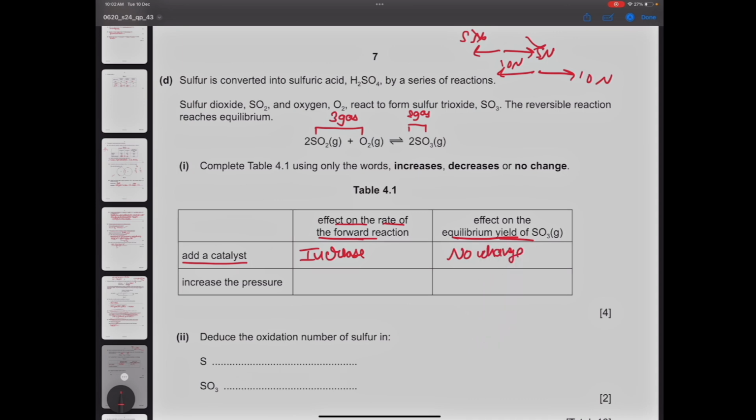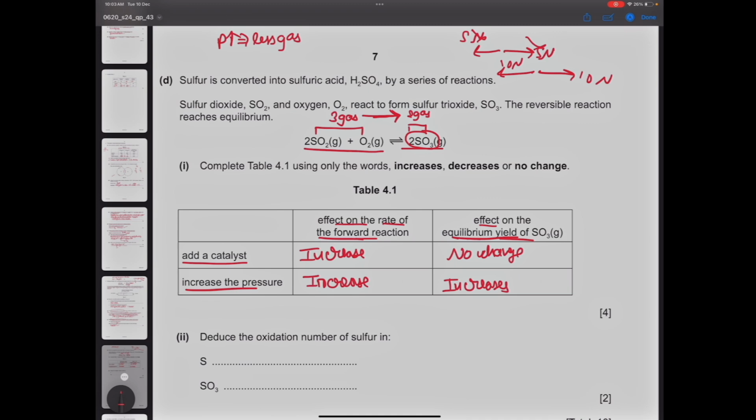Increase the pressure, what happens to the forward reaction? When we increase the pressure, equilibrium shifts to the side with fewer gaseous molecules. Now, in this reaction, you can clearly see that the product side has fewer gaseous molecules. So the forward reaction will increase. What happens to the equilibrium yield of SO3? Now, just think about it. If the reaction goes in the forward direction and SO3 is produced there, it will increase.